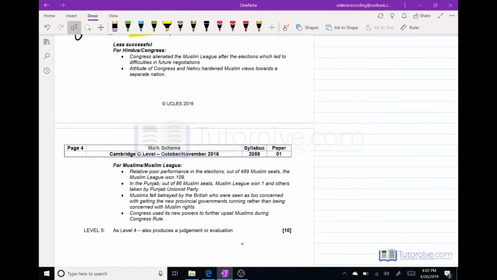Less successful, well, for Hindus, they alienated the Muslim League, after which there were difficulties in the future negotiations. So this happened in 1937, 3 years before the 1940 resolution. So Congress alienating the Muslim League at the 1937 election, and after winning, basically created a massive rift between the two parties. The attitude of Congress and Nehru hardened Muslim views towards a separate nation, and this actually made separation a more likely outcome than it would have been had Congress been a little bit soft in their attitude.